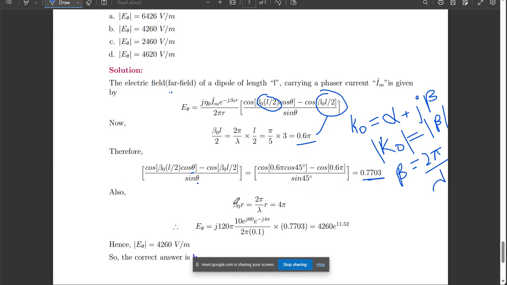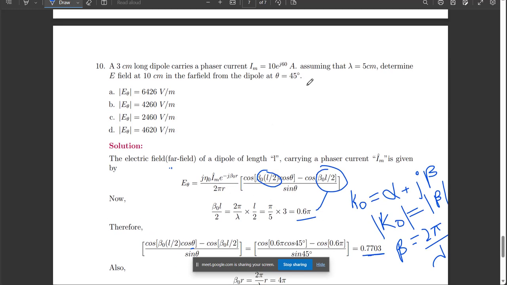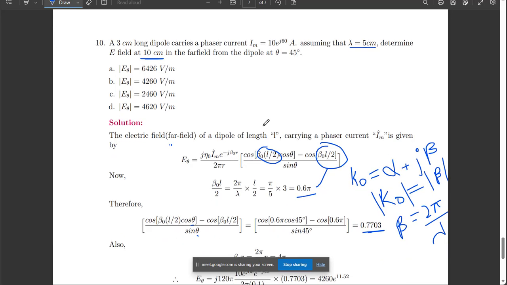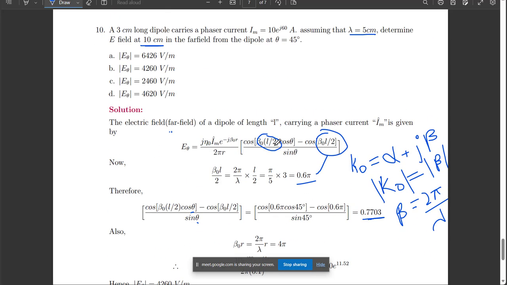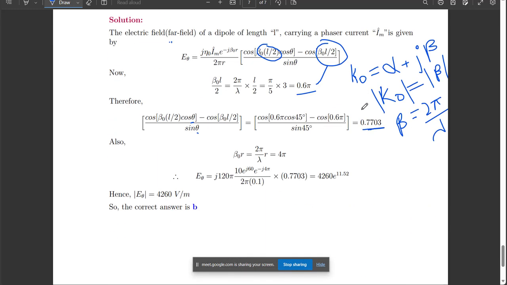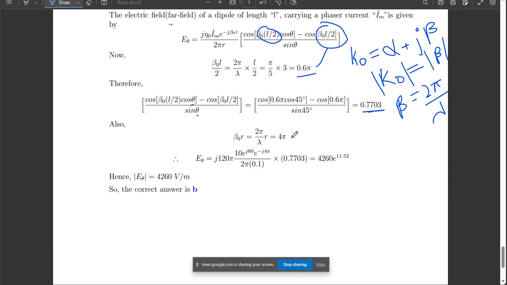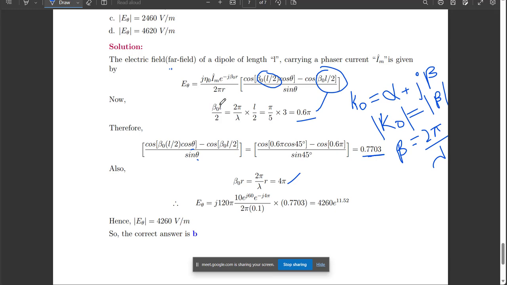Now beta naught r is 2 pi by lambda times r. Here lambda is 5 centimeters and r is 10 centimeters. So r by lambda is 10 by 5, which is 2. So 2 pi by lambda times r is equal to 4 pi. So beta naught r is 4 pi. Put it in this term.